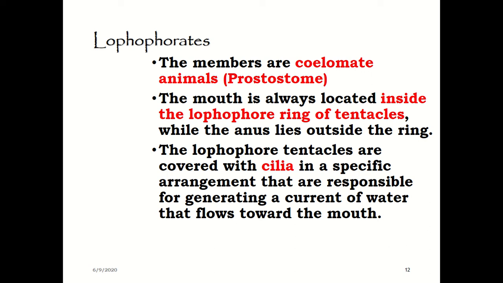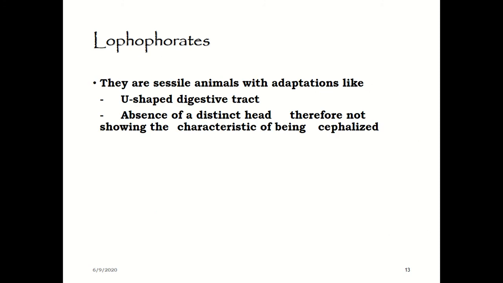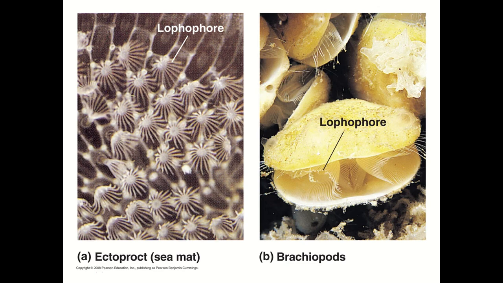The lophophore's tentacles are covered with cilia in a specific arrangement that are responsible for generating a water current that flows toward the mouth. They are also sessile animals with adaptations like a U-shaped digestive tract and absence of a head. Therefore, they do not show the characteristic of being cephalized. As you can see over here, the ring of tentacles is known as the lophophore.